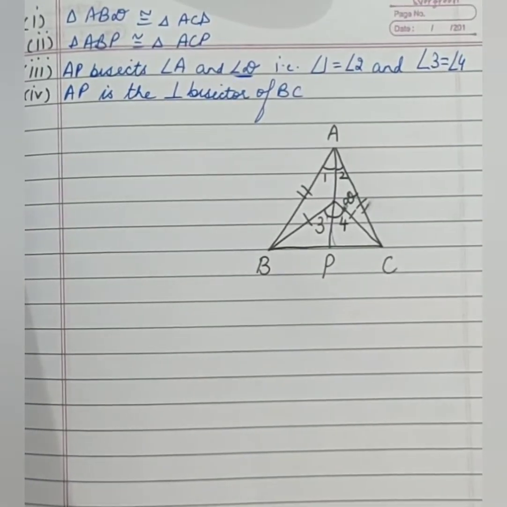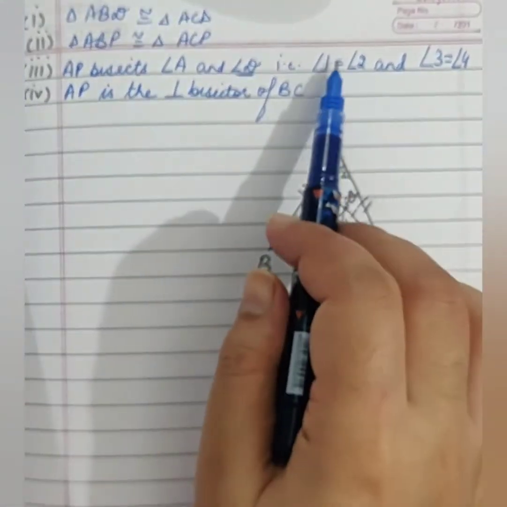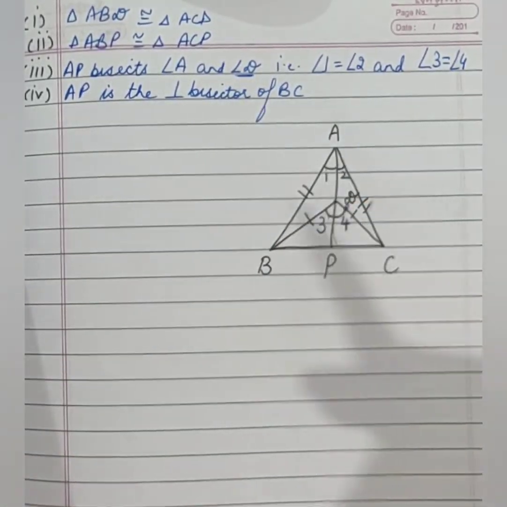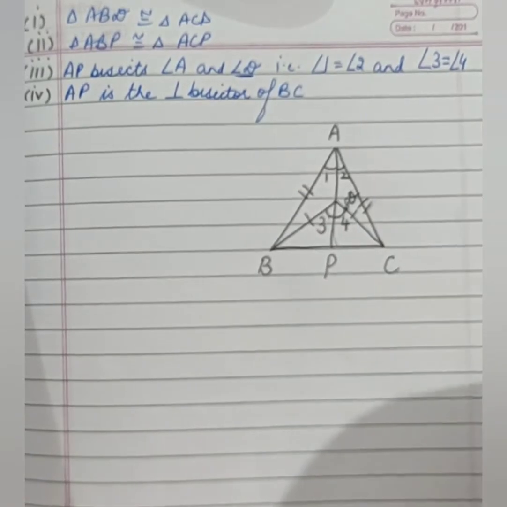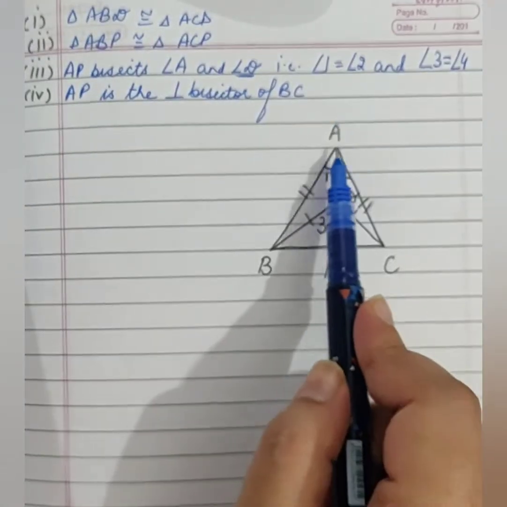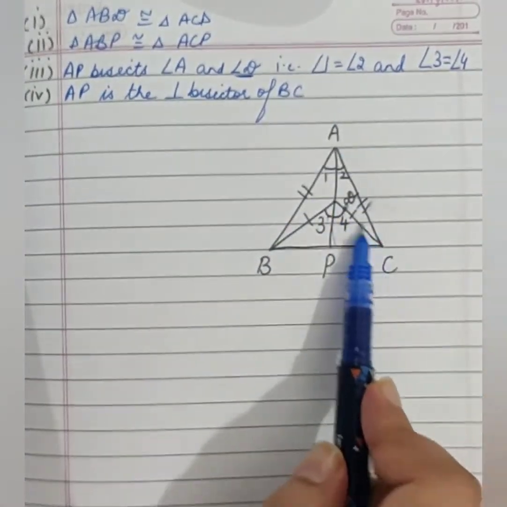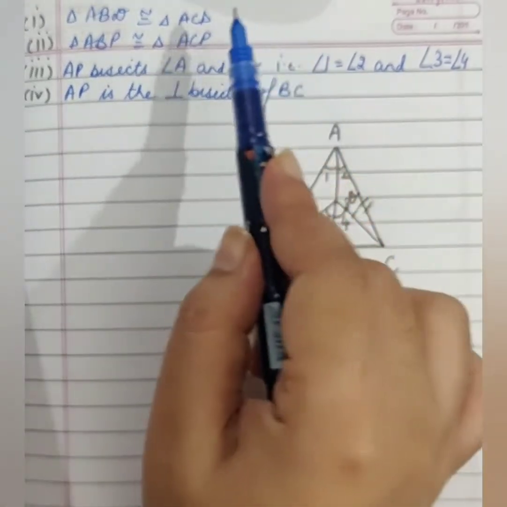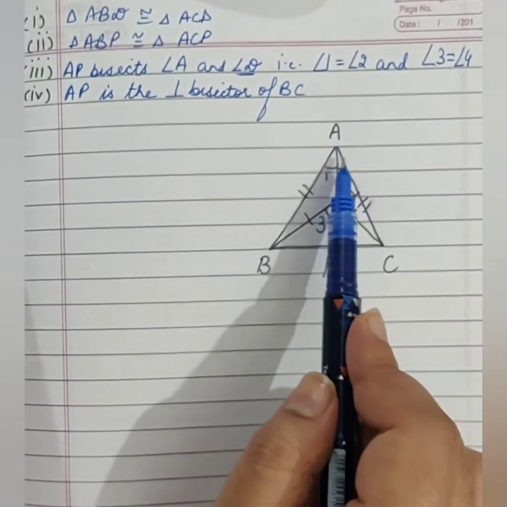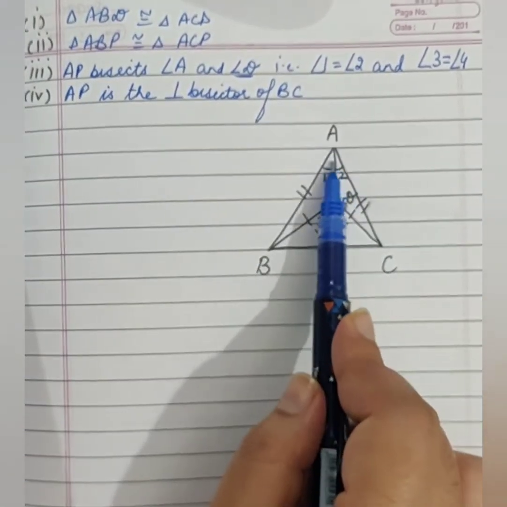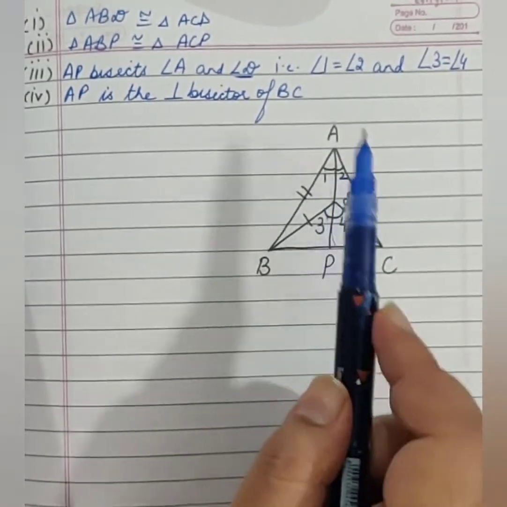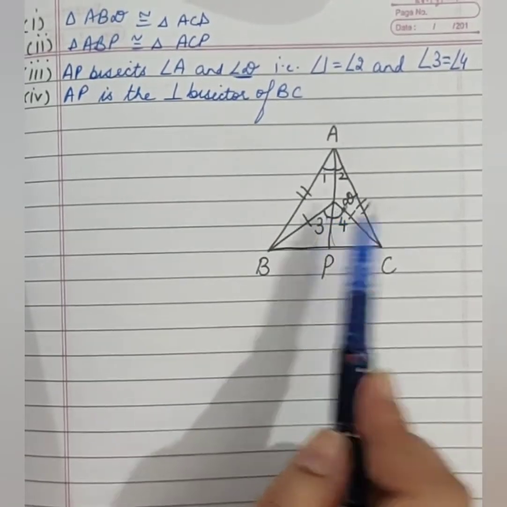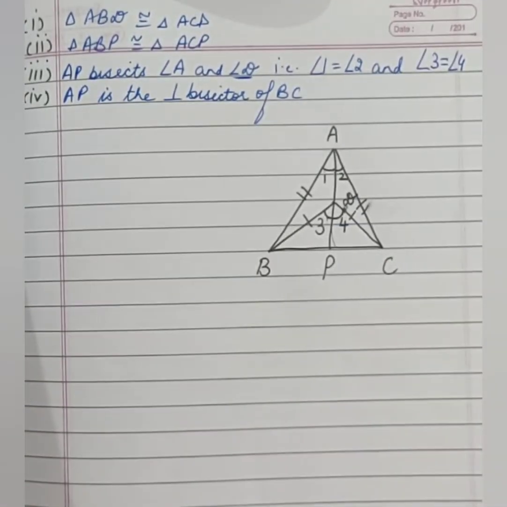So we are supposed to prove two things in the third part. First is angle 1 is equal to angle 2, and the second is angle 3 is equal to angle 4. Now see, in the first part we proved ABD is congruent to ACD. So by CPCT of the first part, angle 1 is equal to angle 2. That means AP bisects angle A. Now we are supposed to prove AP bisects angle D also. That means angle 3 is equal to angle 4. See how we'll do this.